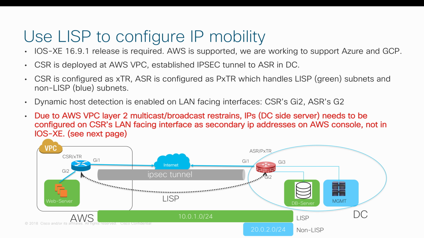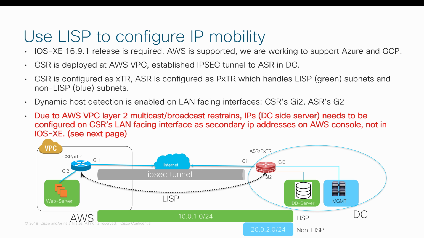So on the CSR, you have gigabit 1, which is connected to the internet, which is the AWS Internet Gateway. And you have gigabit 2, which is connected to your web server. So you have a private subnet. So that's what you need to enable on the private-facing interface.